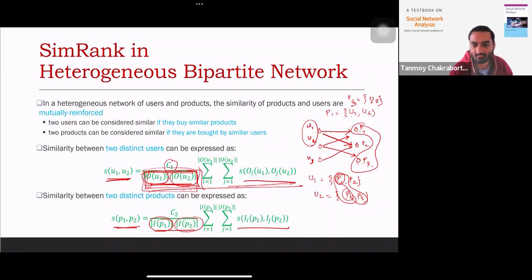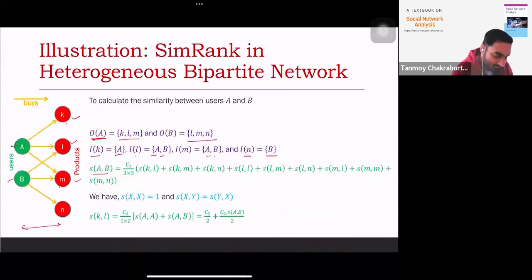Pause and ponder. Think about it: why is this the maximum number? Because this is the maximum possible pairs, right? So now let's again come back to the example.